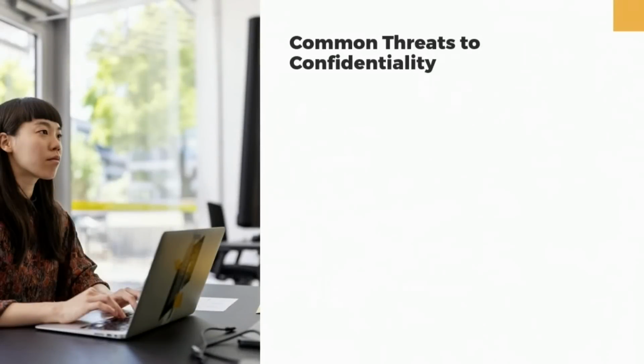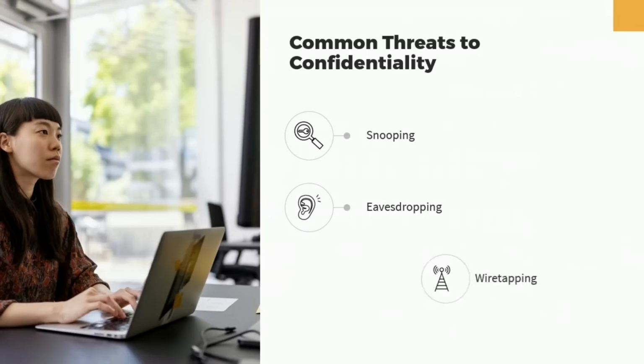Some more specific examples of data access threats include snooping, eavesdropping, and wiretapping, all of which involve someone gaining unauthorized access to information, but by using different approaches.